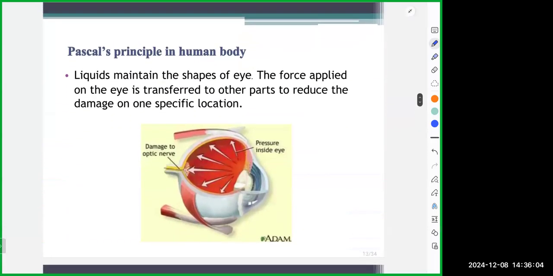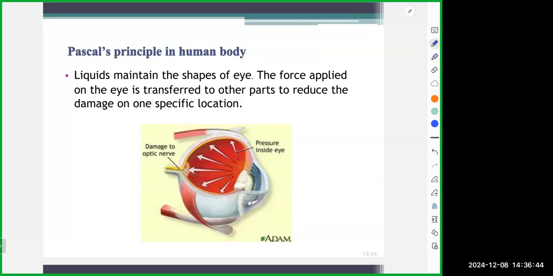And inside the eye, there is a lot of fluid, I mean, liquid. Because when you touch your eye, the pressure will be increased, and it will spread the pressure all over. So there is no exact point that gets the whole pressure, because it's already spread out.